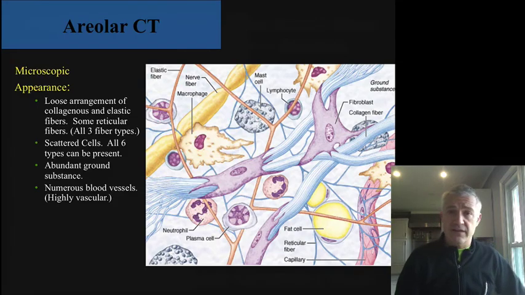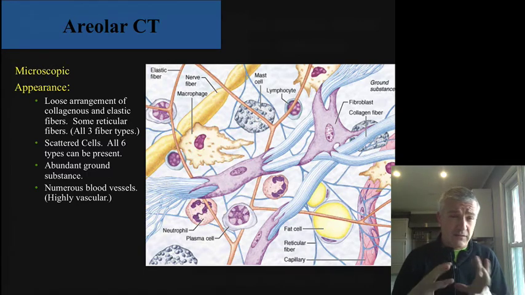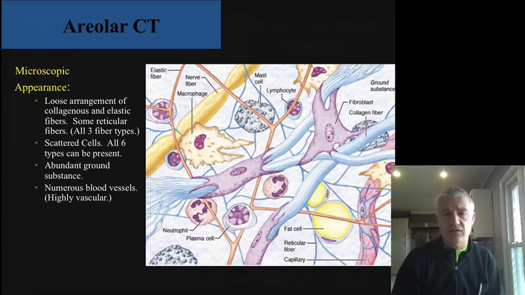So areolar connective tissue is the first one that we talk about. It is probably the loosest of the loose connective tissues. It's going to have collagen fibers. It's going to have elastic fibers. There might be some reticular fibers in there, but not a lot. We're going to see fibroblasts and really all the different immune cells we talked about: mast cells, the different white blood cells, plasma cells, they're all going to be in there.